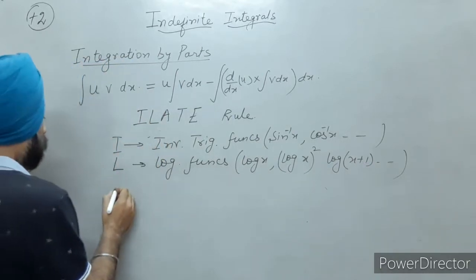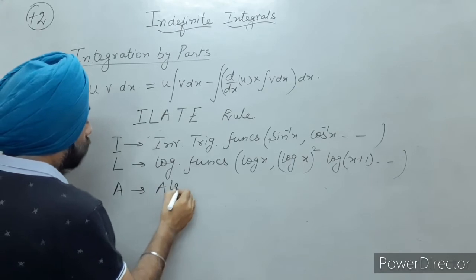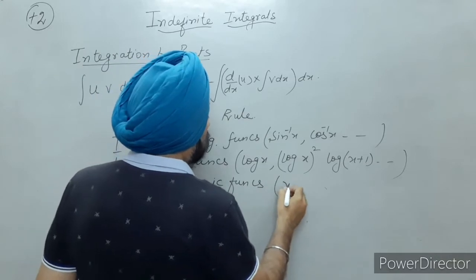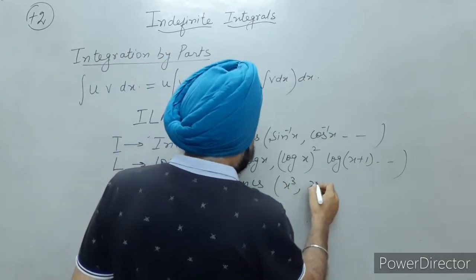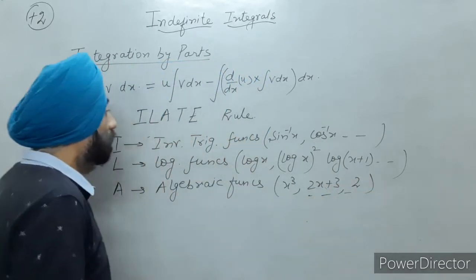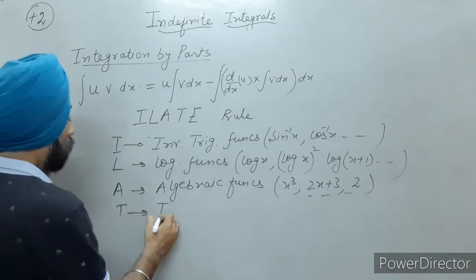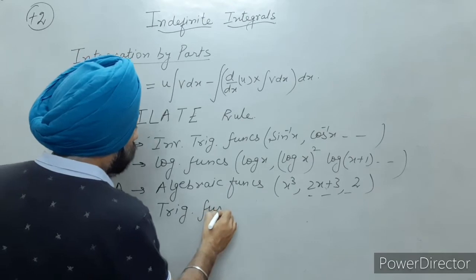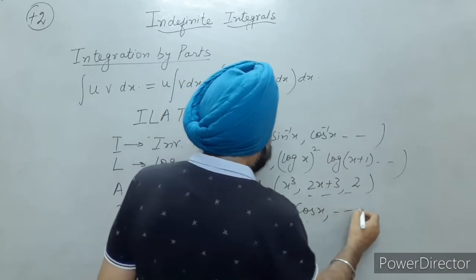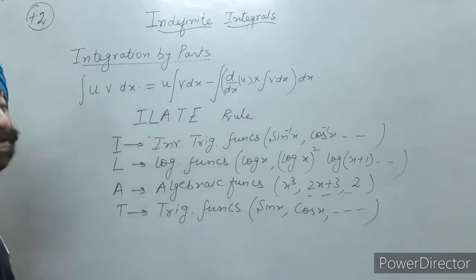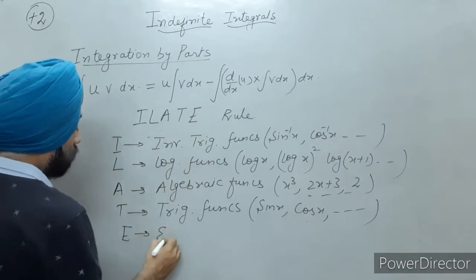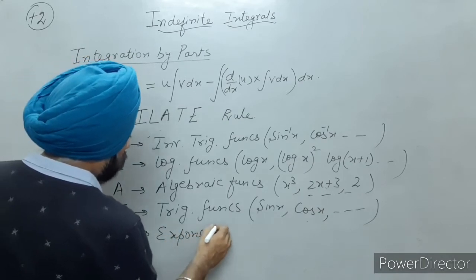Right? Then A means algebraic functions, like x cube, a constant, 2x plus 3, or simply 2, and so on. Now, T is trigonometric functions, that is sin x, cos x, even the squares, your tan x, tan square x, tan cube x, secant cube x, and so on. Now, E is the exponential functions.